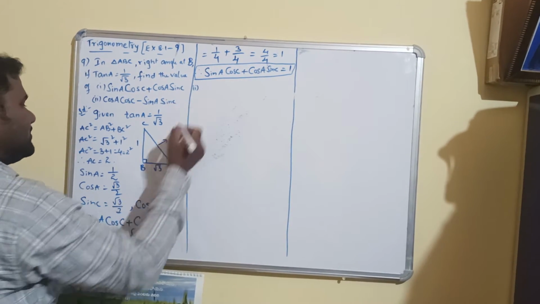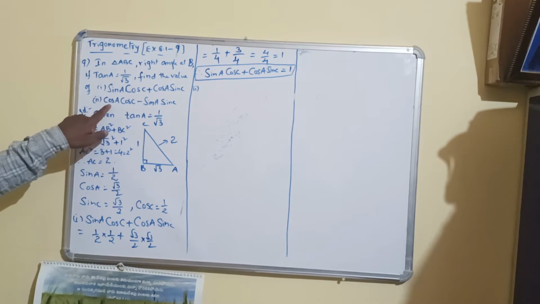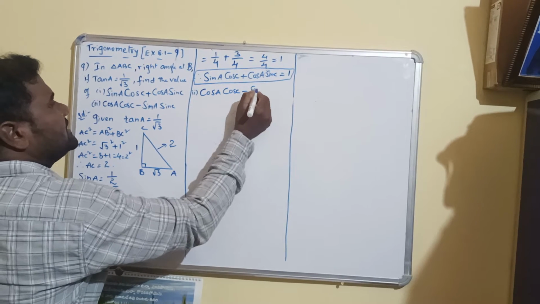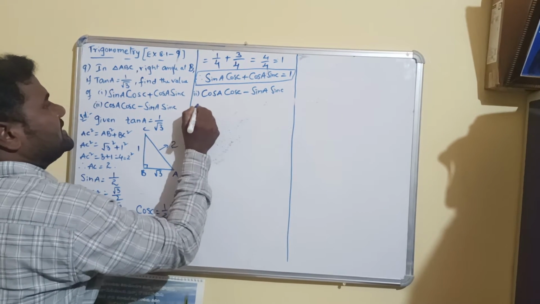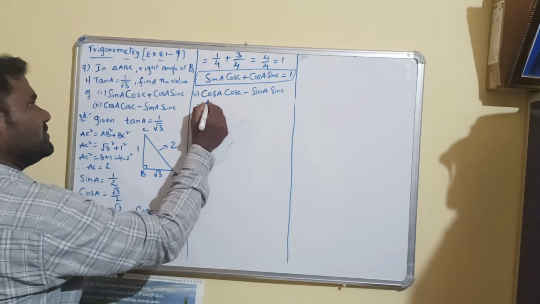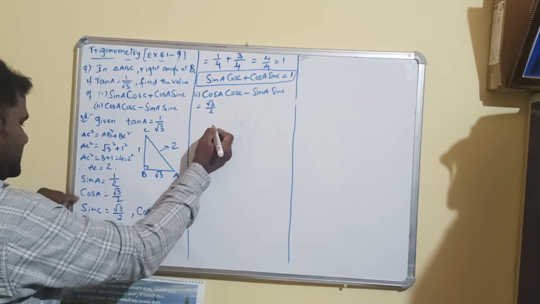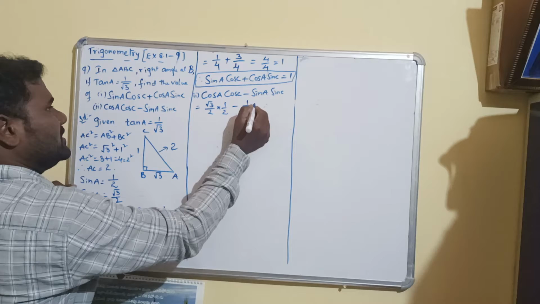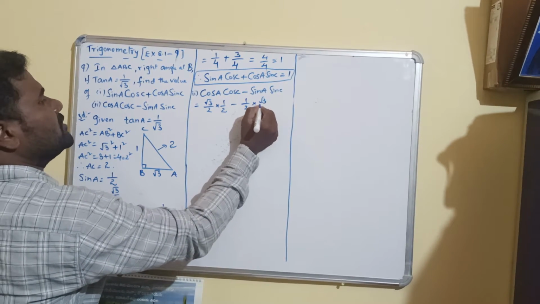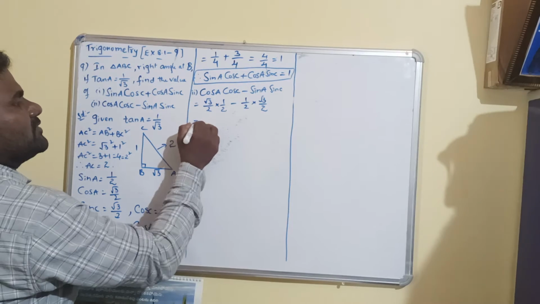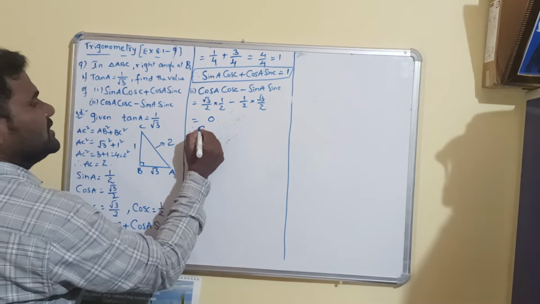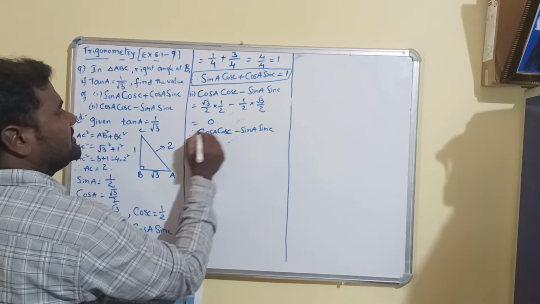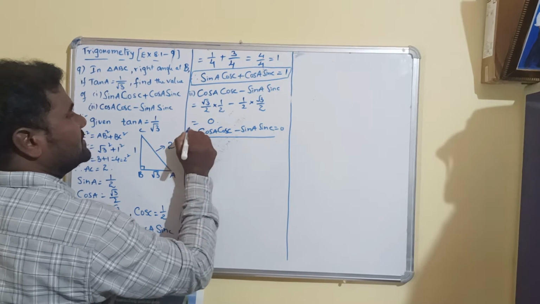Now come to the second one. Cos A cos C minus sin A sin C is equal to cos A value root 3 by 2 into cos C value 1 by 2, minus sin A value 1 by 2 into sin C value root 3 by 2. Both are same: root 3 by 4 minus root 3 by 4. Answer is 0. Therefore, cos A cos C minus sin A sin C equals 0.